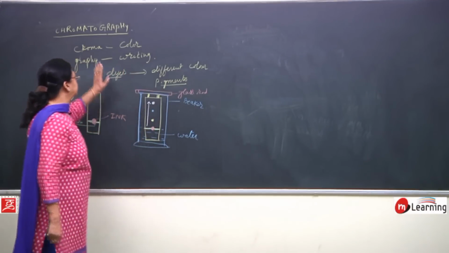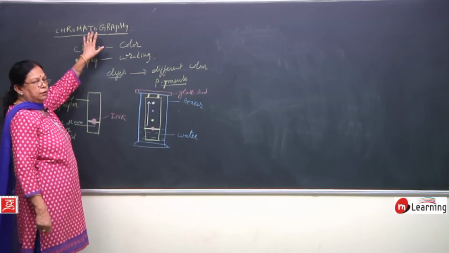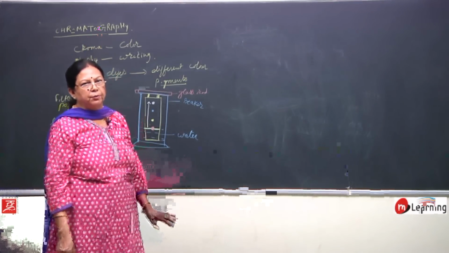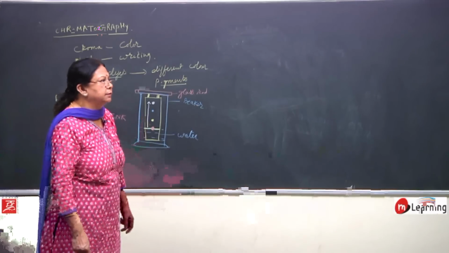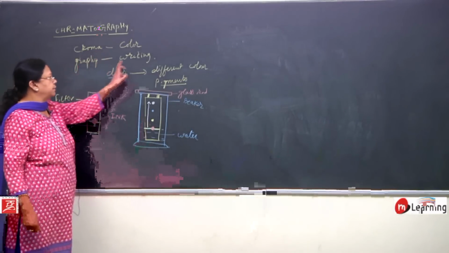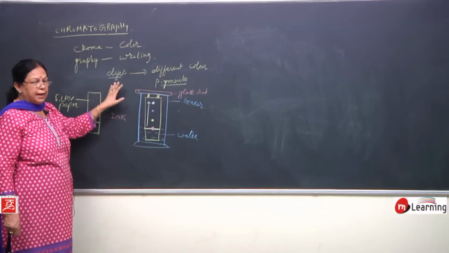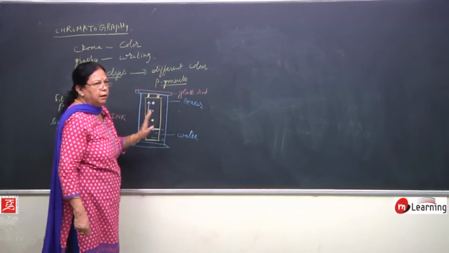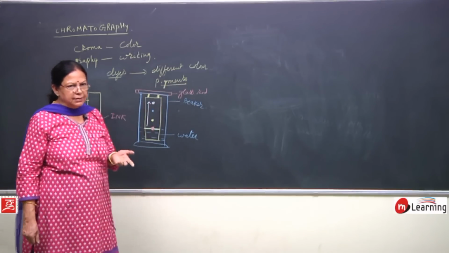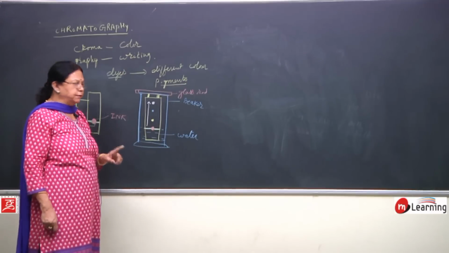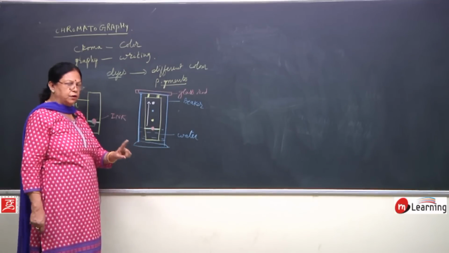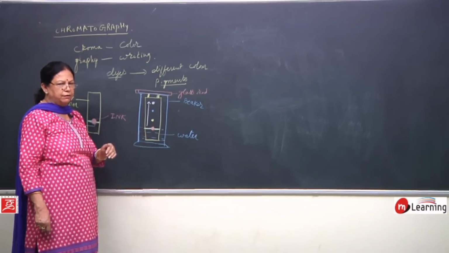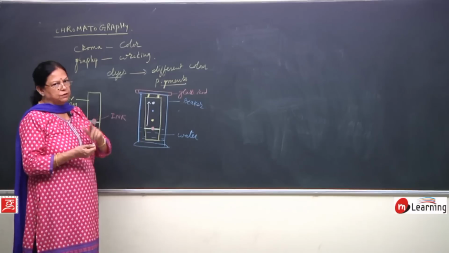So, again let us revise this chromatography. Chromatography is one of the methods of separation of the components of a mixture. Chroma means color and graphy means writing. Here dyes have different colors, different pigments. And what is the principle, what is the basis? That different colors or pigments have different solubilities in the same solvent. The same solvent is water here. Water is the solvent and some will dissolve more, some will dissolve less.